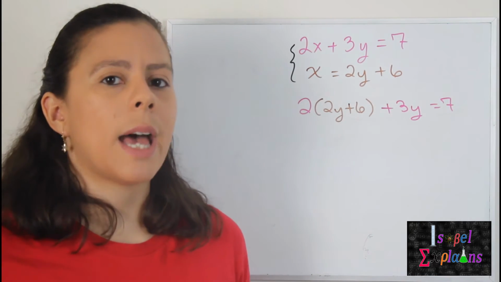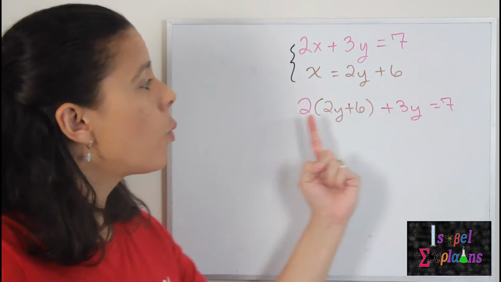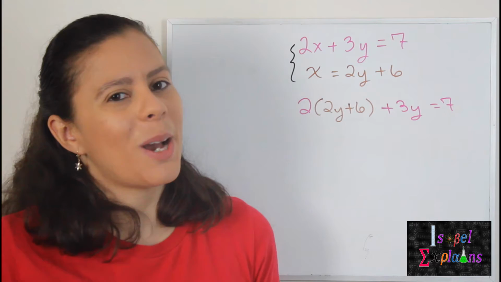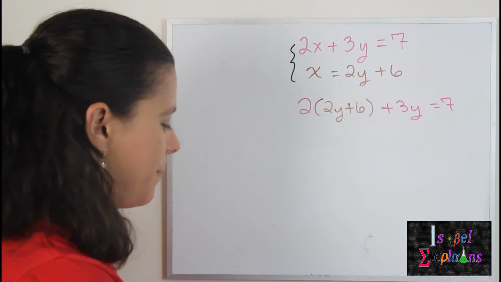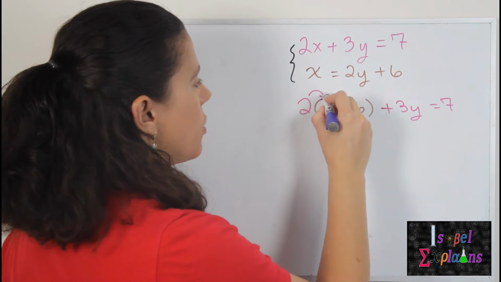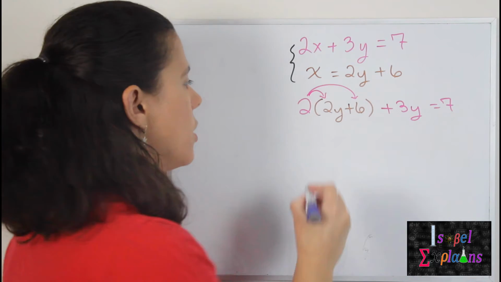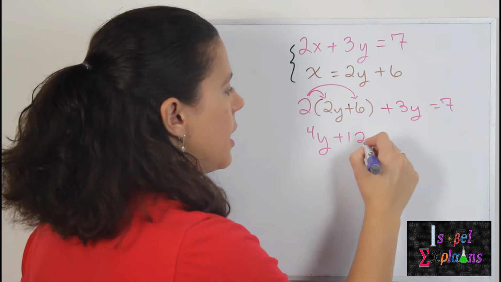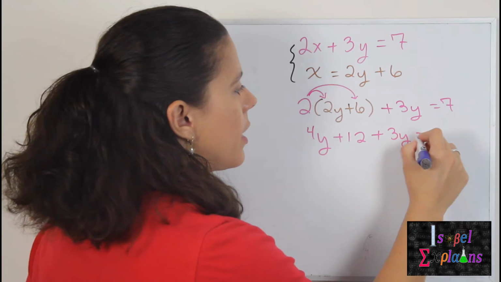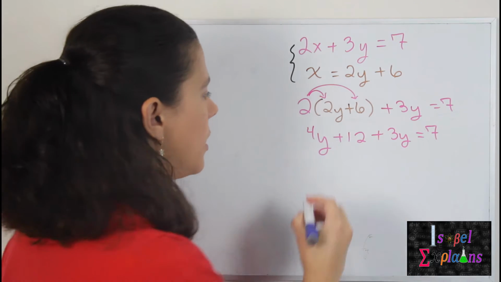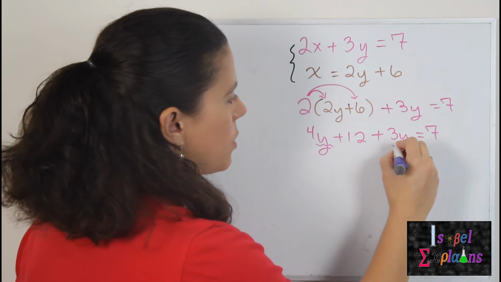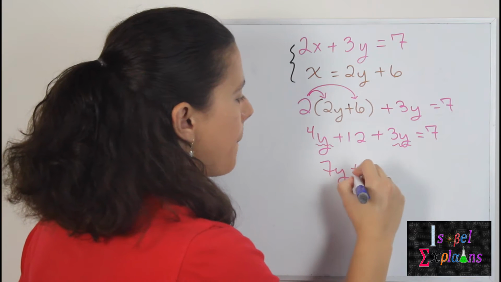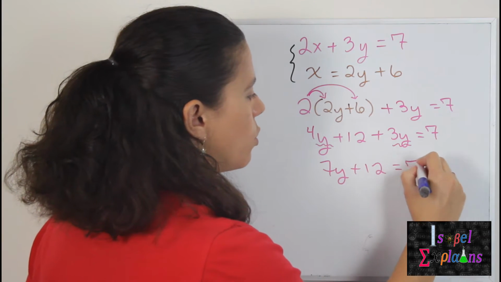Now, why do we do that? Well, because now we have only one equation with one variable, in this case y, so now we can solve for y. Let's do it. So the first thing we're going to do is distribute this 2 inside of the parentheses. So we have 4y plus 12 plus 3y is going to be equal to 7. So we combine like terms over here. So we have 4y plus 3y is 7y plus 12 is equal to 7.